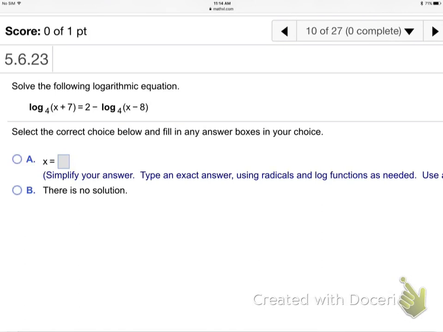I'll move on. Number 10. We'll try that one. Same kind of thing. Get the logs on the same side, then count down the logs. 2 logs, 1 log, no log.